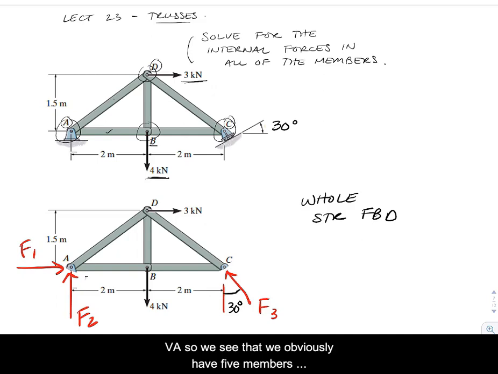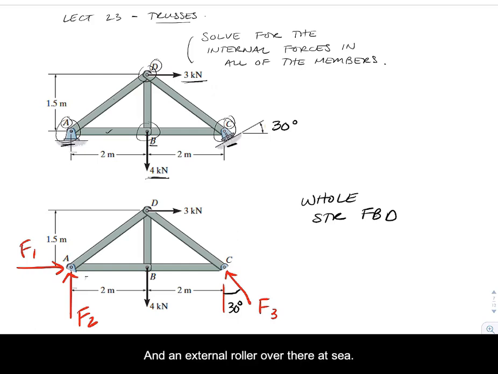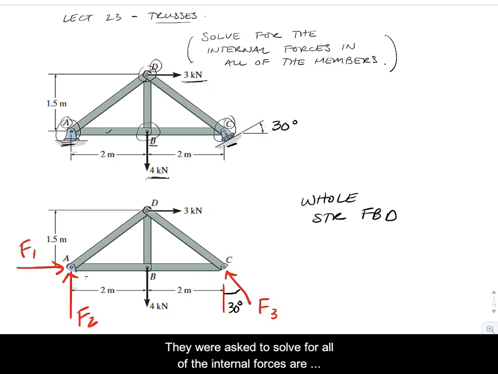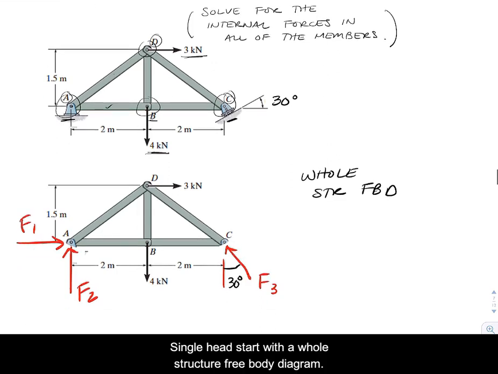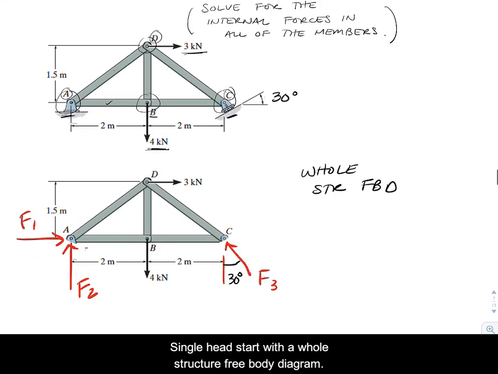So we see that we obviously have 5 members in this truss. We have an external pin and an external roller over there at C. And we're asked to solve for all of the internal forces. So we're going to go through and create all the different free body diagrams. So we can go ahead and start with the whole structure free body diagram.